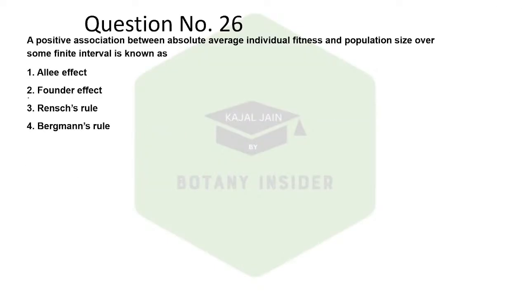Okay, you can give it a try to this question, everyone. Last question for the day. A positive association between the absolute individual fitness and the population size over some finite interval is known as which of the following? See, if you know few of them, you can eliminate and you can try to reach the correct answer. Give it a try to the question, everyone. Last question for the day.